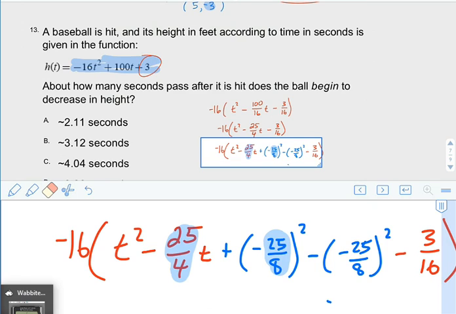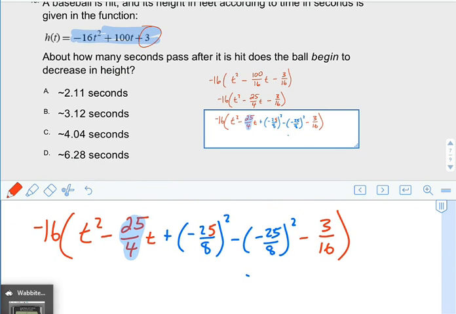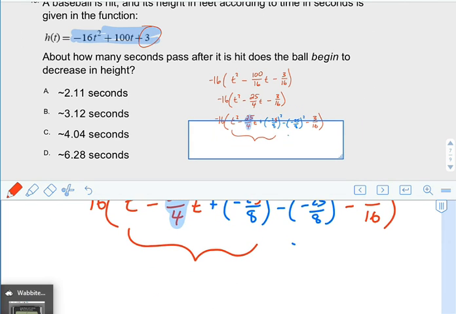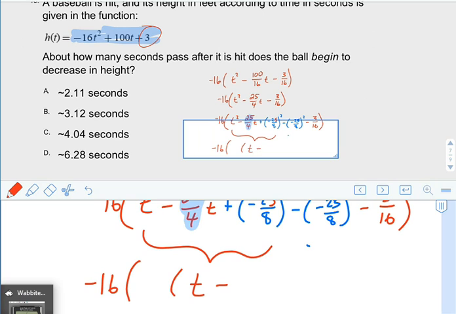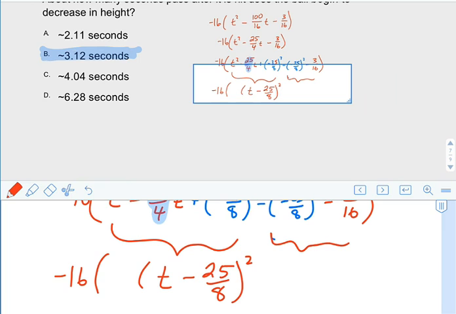Anyway, so now let's just factor that thing. Remember, you factor the first 3. Negative 16 is chilling on the outside here. This goes into t minus 25/8 squared. And this part here, you just simplify. And as I said, you use the calculator to do those last 2.